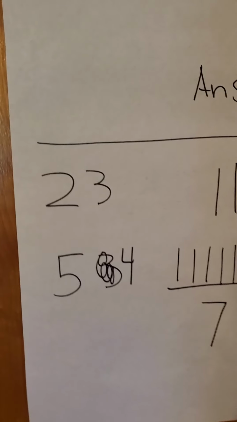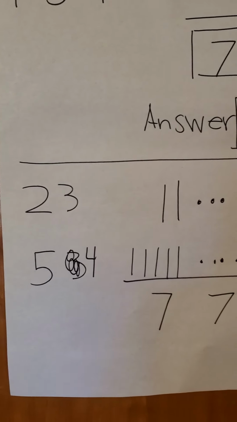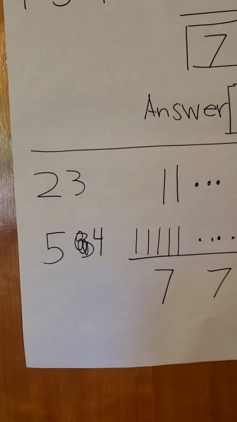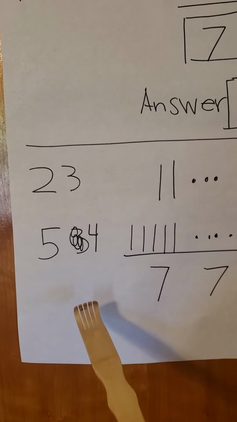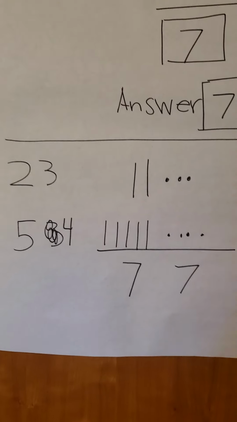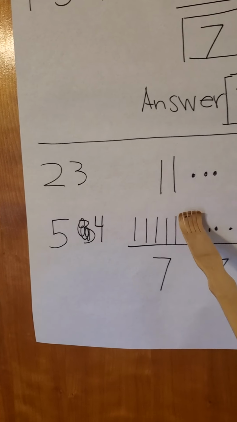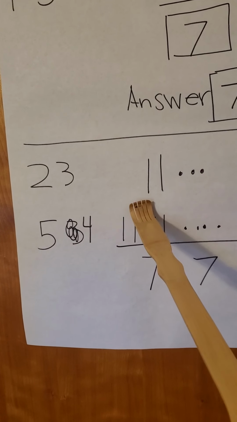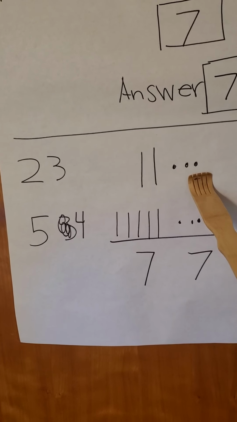So I came down here and I wrote the same numbers, 23 and 54. The reason I wrote those out is because when we look at those numbers, we have to understand that we have 1s and we have 10s. So if I wrote those out to show what they really mean, I would have 3 1s and I would have 2 10s. So let's count that number. 10, 20, 21, 22, 23.